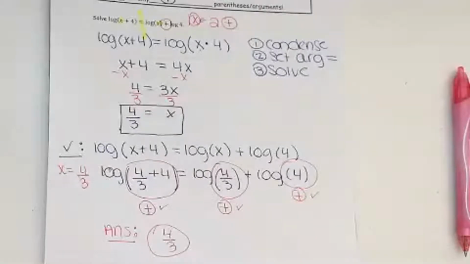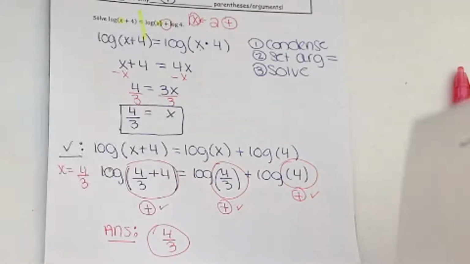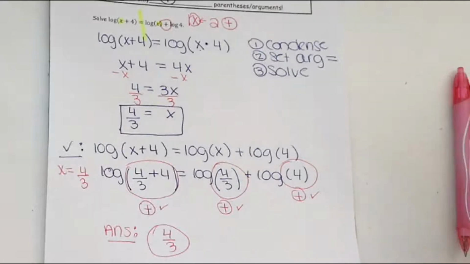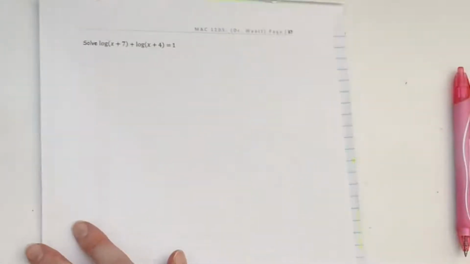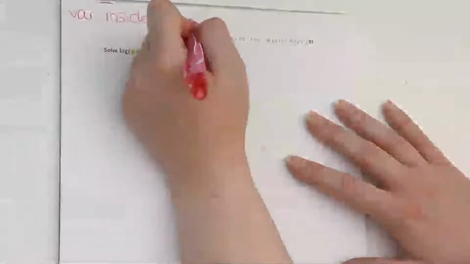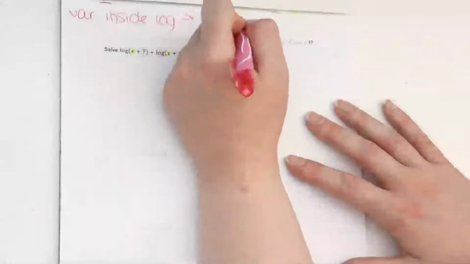So we'll go over here and look at page 37. And again, for page 37, same idea. You're going to identify where your variable is and then what type of equation you actually have. So the first thing you're going to do is say, okay, where is my variable? So here is my variable, here's my variable. Because that variable is inside the log, we have a log equation.